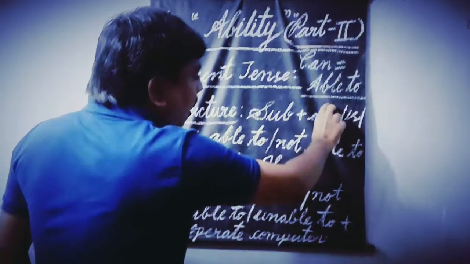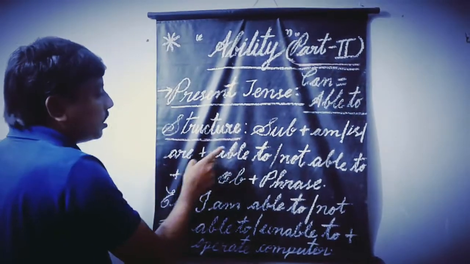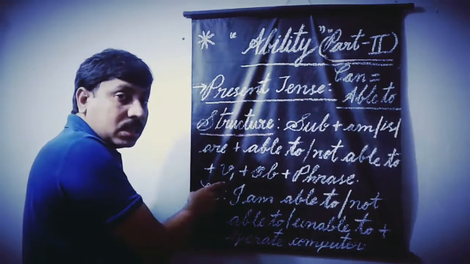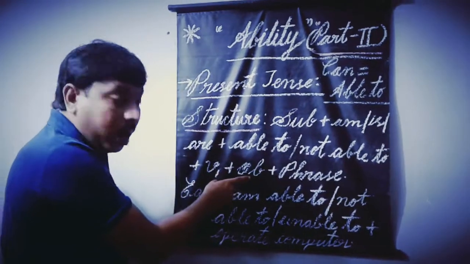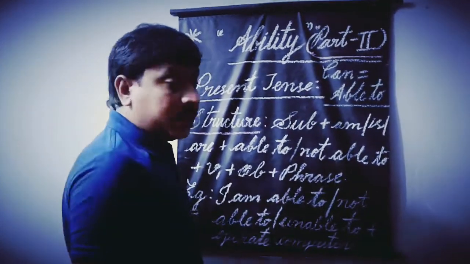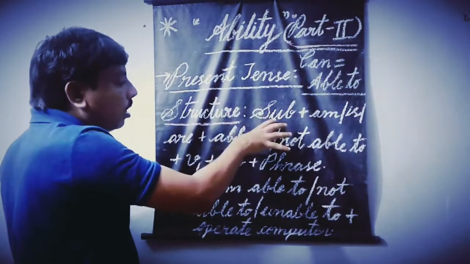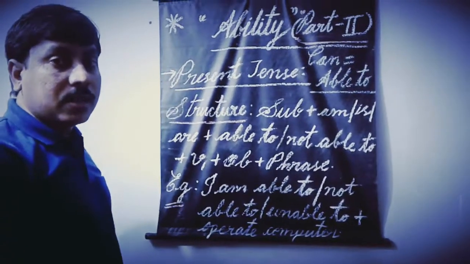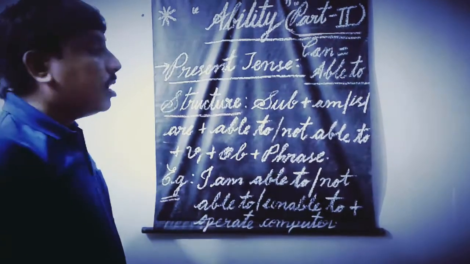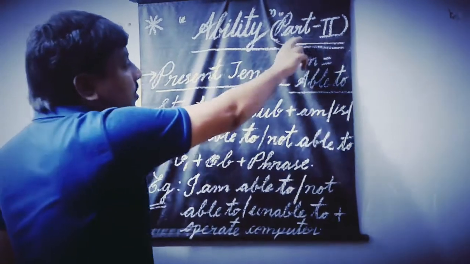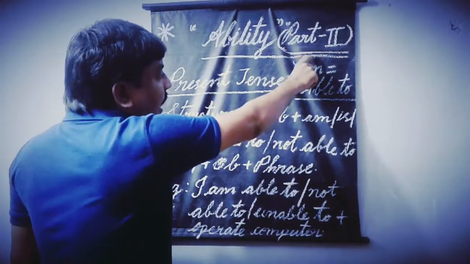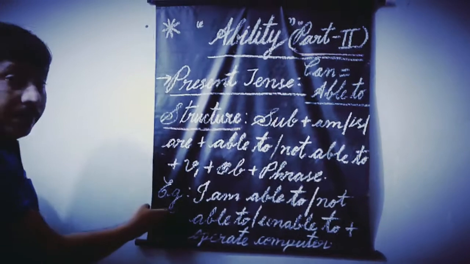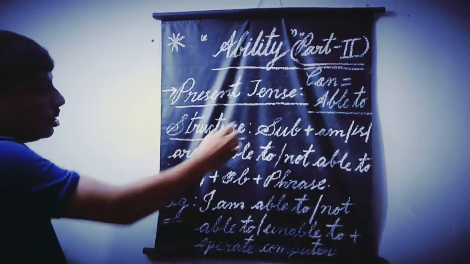Subject plus am or is or are plus able to or not able to plus verb 1, present tense, the first form of the verb, plus object plus phrase. This is the structure that we have to follow while talking about continuous abilities such as present abilities instead of the general ability which indicates the modal auxiliary verb can. Now let us take some examples which are related to able to.